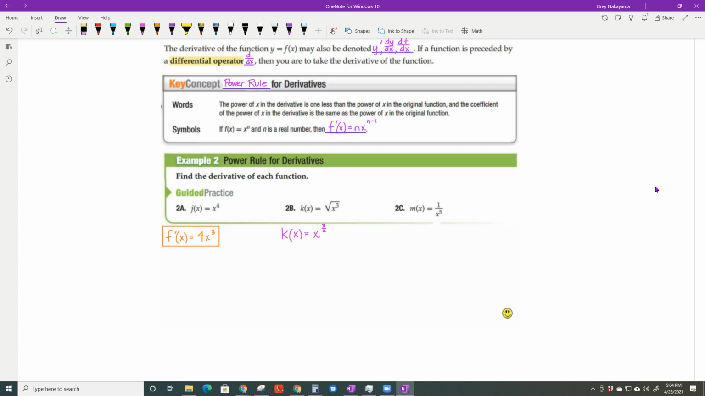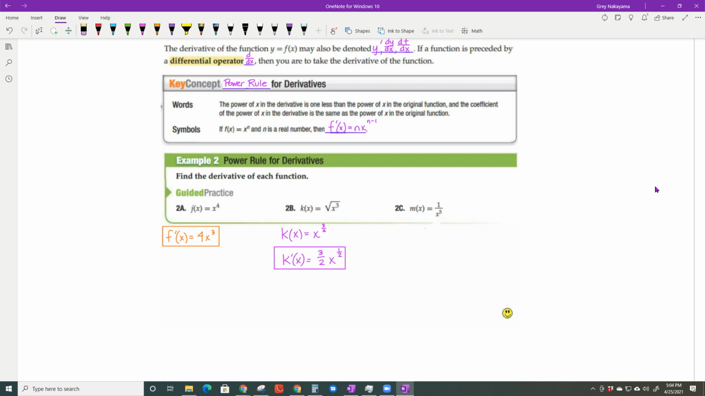So now when I go write k prime, I move my 3/2 in front, and then for x, I have to take 3/2 minus 1, and 3/2 minus 1 is 1/2, so it's x to the 1/2. Your calculator, however, can do these fractions for you, making that pretty easy.